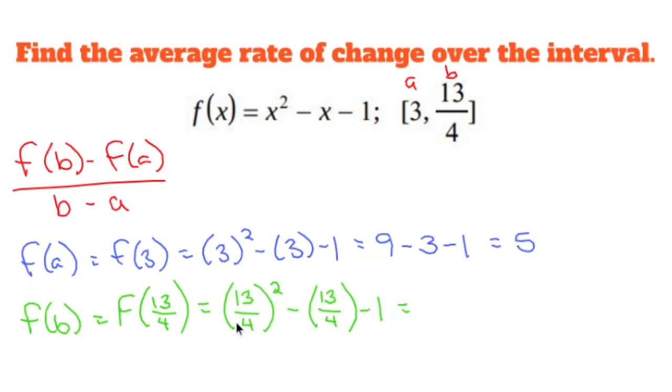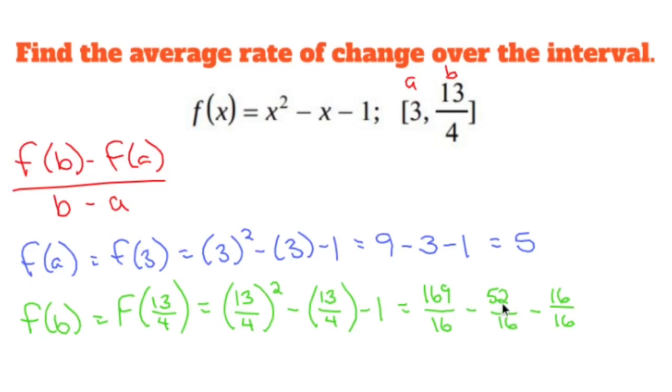13 over 4 squared means you multiply 13 over 4 times itself. So 13 times 13 is the numerator, that's 169. 4 times 4 is the denominator, that's 16. What I'm going to do is rewrite 13 over 4 so that it has a denominator of 16 so I can deal with fractions. So let's multiply the top and the bottom by 4. 13 times 4 gives me 52, and 4 times 4 is 16, and now I can deal with those fractions. Minus, let's turn 1 into 16 over 16 by multiplying it by 16 over 16.